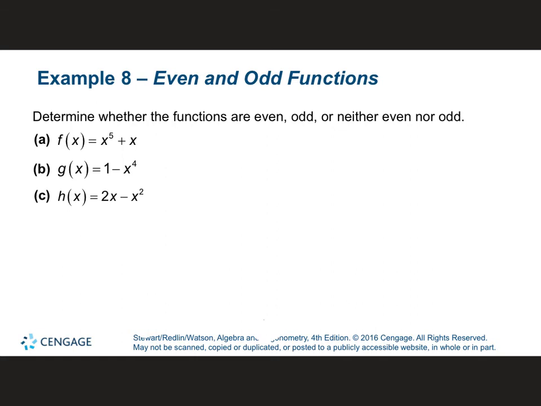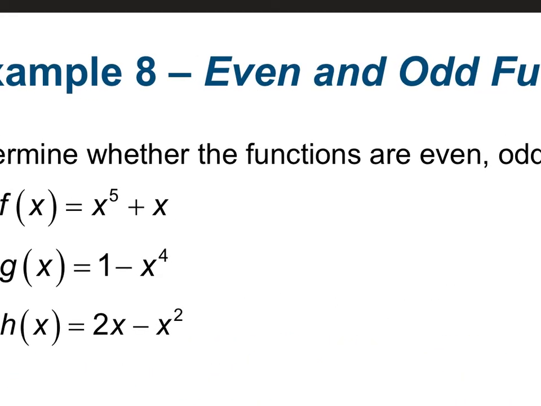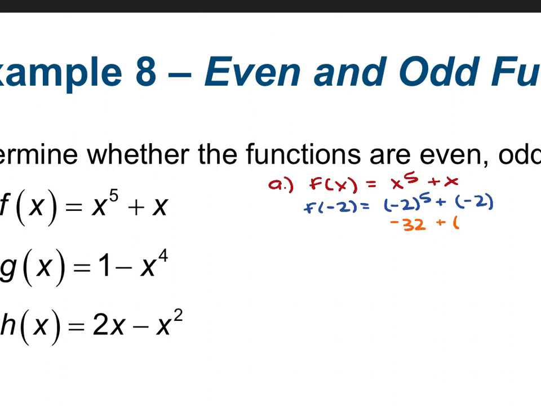So we look at example A, we have f of x is equal to x to the 5th power plus x. So if we're going to plug in a -2 and a +2 here, we're going to do f of -2 first. We're going to have -2 to the 5th power plus -2. The -2 to the 5th power is -32 plus -2 gives us -34.